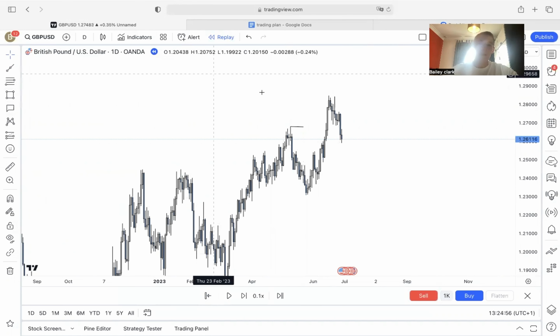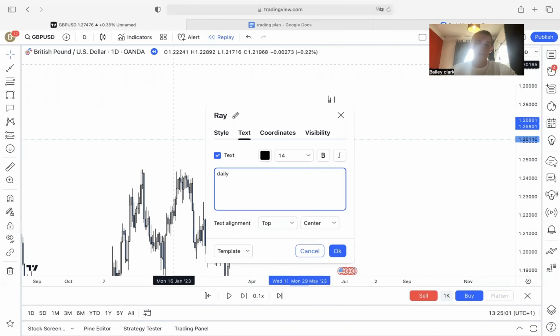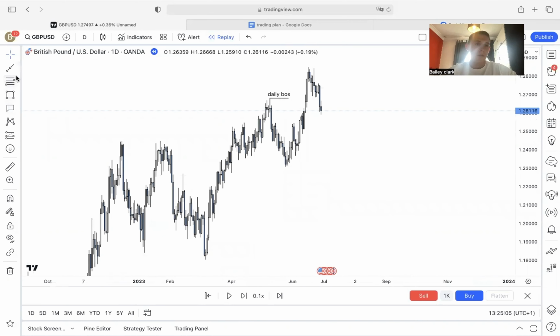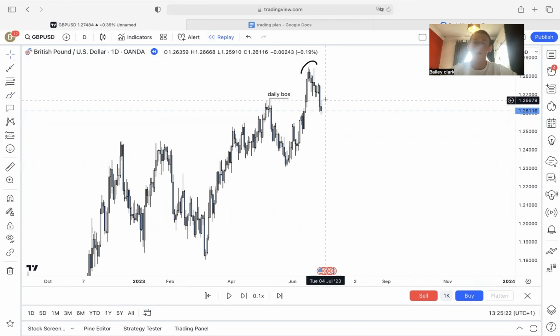And we have this daily break of structure just here. This right here is our higher low. This is the current high of the trend. So price is printing higher lows and higher highs, meaning it is in a current bullish trend. And therefore we are only looking for buys at this point in time.